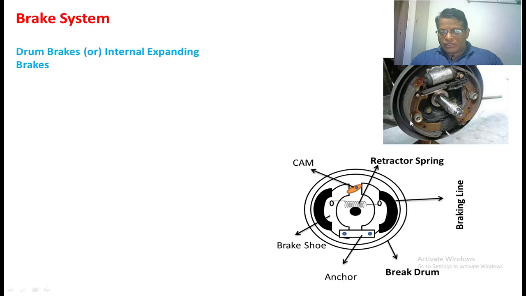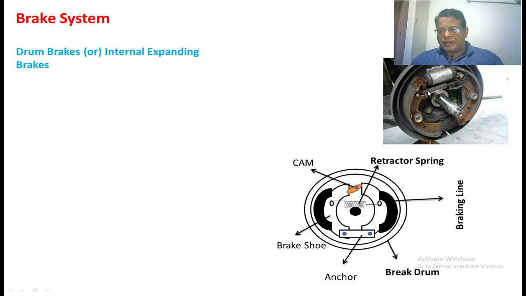So this part is nothing but this brake shoe. The same type of brake shoe is also there on this side. See, this is the brake line. This is the brake shoe. This brake shoe is connected permanently to the back plate.